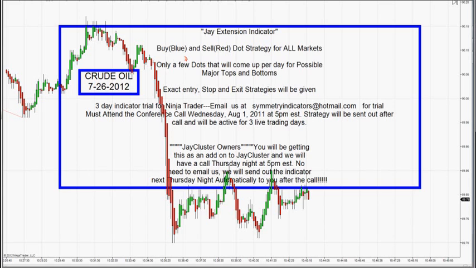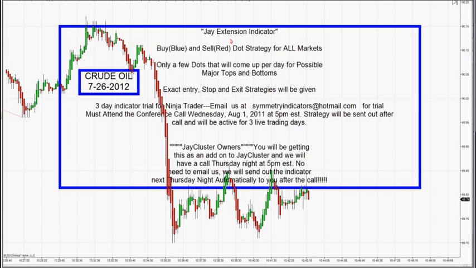The 414, 618s were great on oil again today, but a lot of owners of the J cluster wanted an indicator that's a strictly dot-based system, where dots will pop up and they look for red dots for sells or blue dots for buys, and not really worry about the 1.618 extension on support and resistance. They wanted to find out where's the highest probability trade for a possible top or possible bottom.